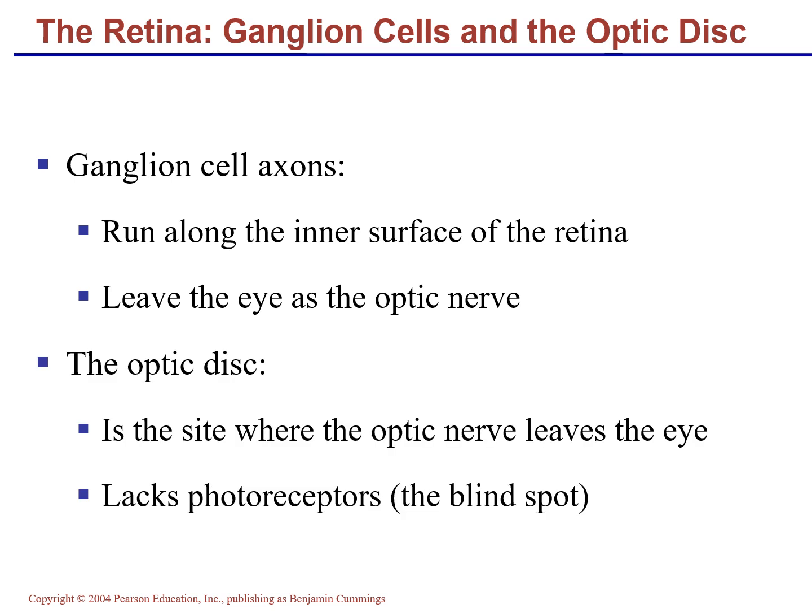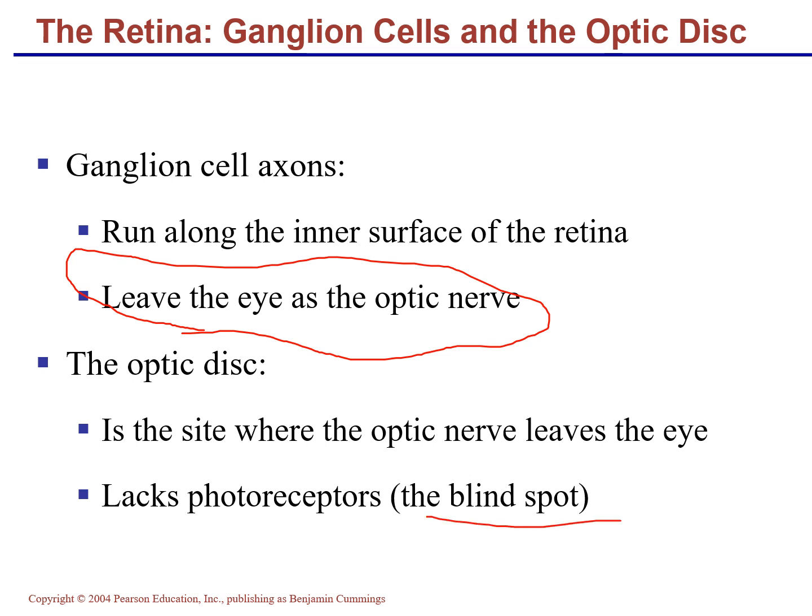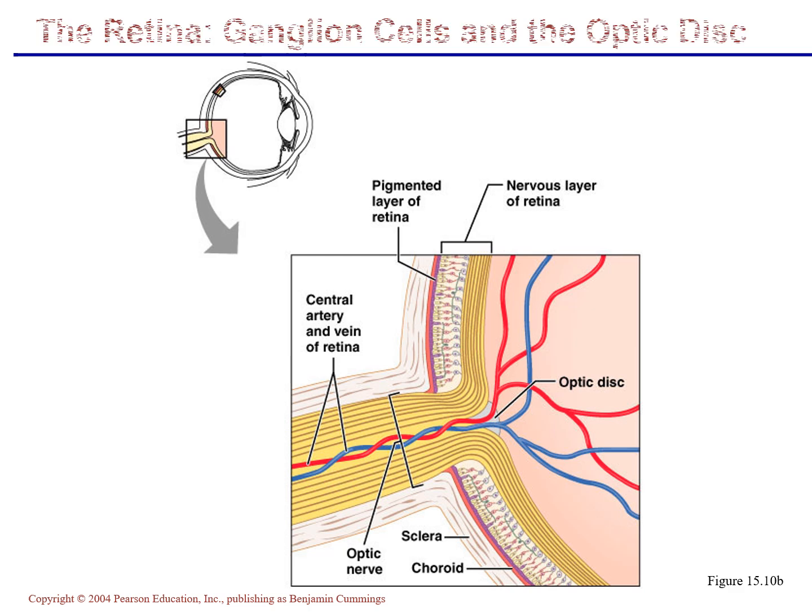So as stated, those ganglion cells are the last to be excited, but they run along the inner surface of the retina, and they leave the eye as the optic nerve. The optic disc is called the blind spot because it lacks photoreceptors, because that's the site where the optic nerve leaves the eye. So here is your optic disc where there is no retina, because that's where everything's leaving the eye.